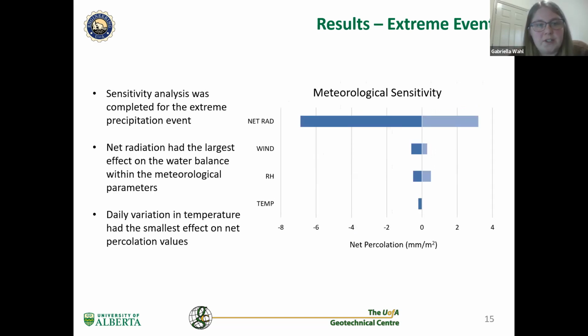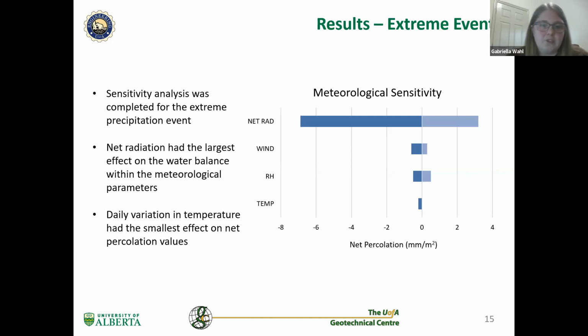And so in addition to understanding the effect of antecedent moisture content, I wanted to run a sensitivity analysis to understand how meteorological parameters affect my water balance. Looking at this tornado diagram, you can see that the net radiation had the largest impact in this water balance. So this is extremely important going forward for further field investigations to properly measure and characterize the net radiation to make sure you're not over predicting or under predicting the net percolation just based on varying this parameter alone. So it's important to understand where your variation in results comes from.